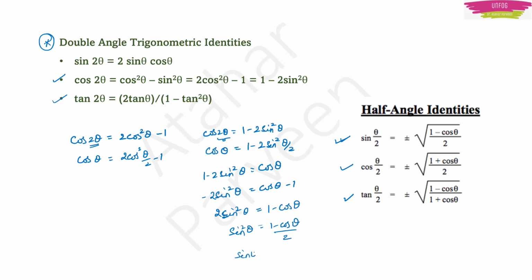Then I will have sin theta is equal to plus or minus square root of 1 minus cos theta by 2. Correct? So I have theta by 2 here, right? I have not written it. So this is sin theta by 2 is equal to plus or minus square root of 1 minus cos theta by 2. This one. Okay? So this is how you can derive it. You can derive other identities also. But right now, our aim is that we should remember this list of identities.